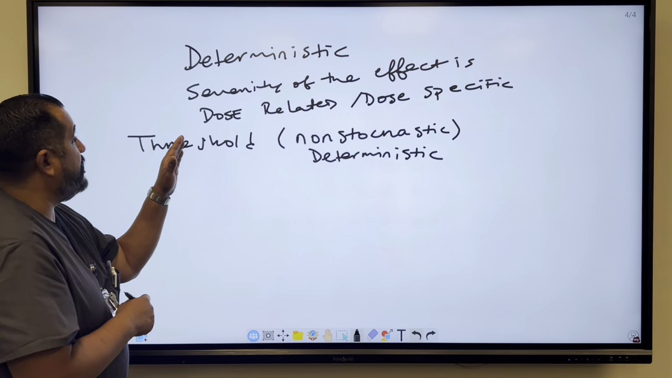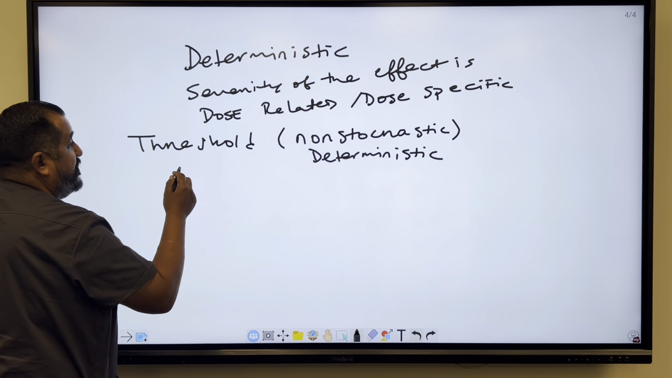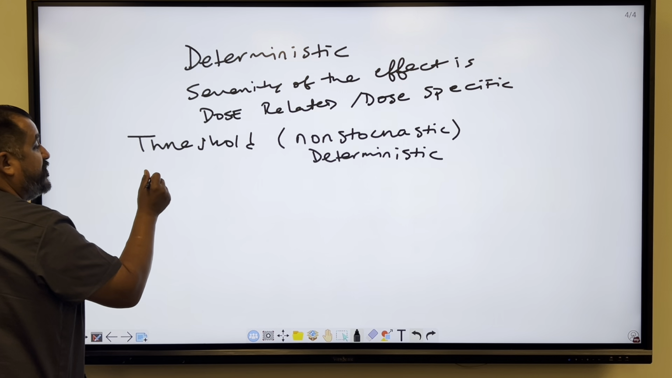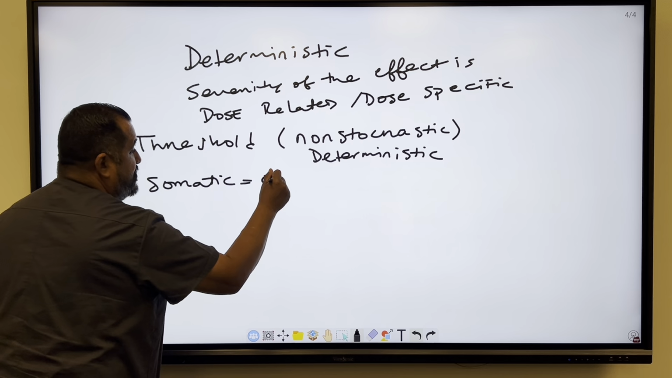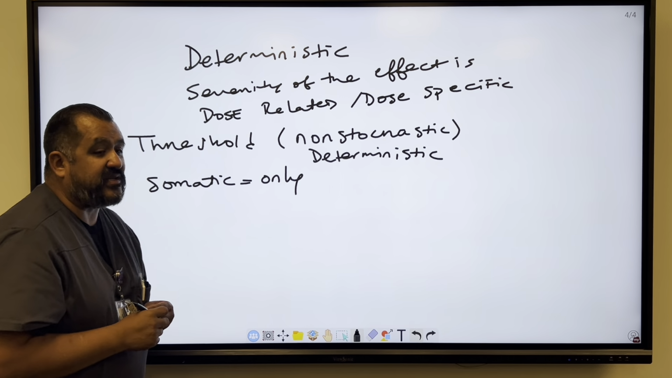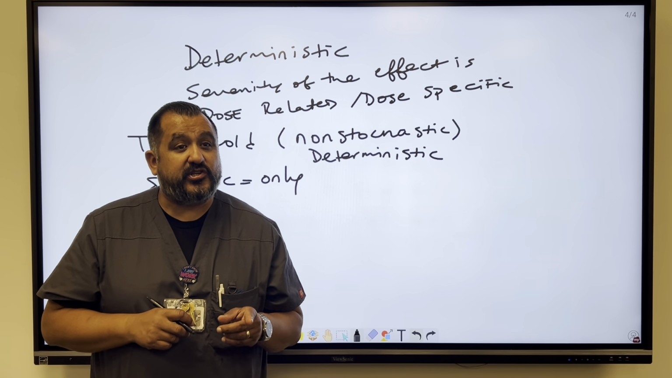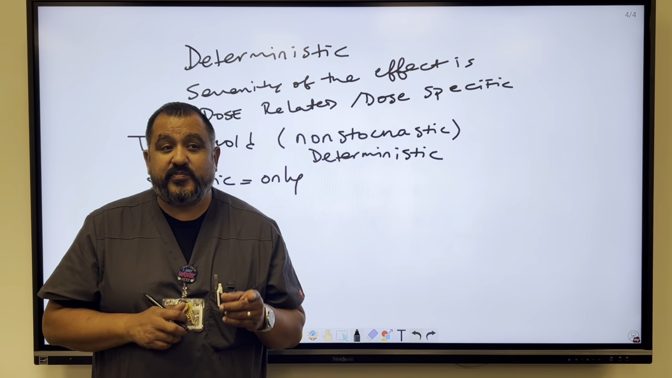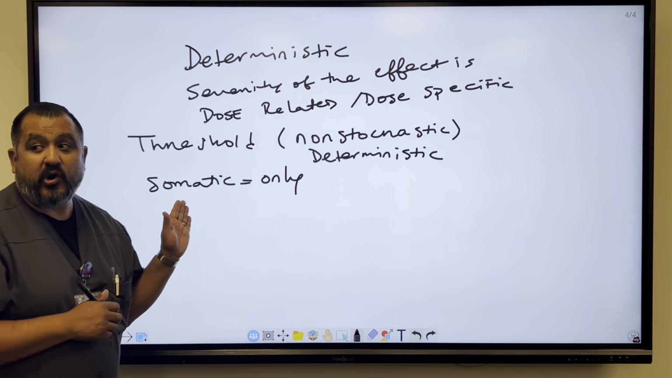Now, again, deterministic, severity of the effect is dose related, is a threshold dose response, but guess what? It's going to be somatic only. So remember, we said that stochastic could be genetic or somatic, but when it comes to deterministic, it's going to be the exposed individual only. So this is going to be somatic only.